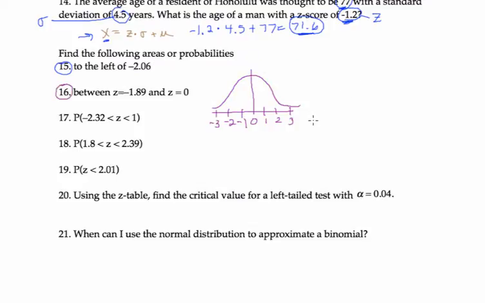Number 16, the probability that your z-score is between negative 1.89 and 0. So this shaded spot. Go to your table, look up a z-score of negative 1.89. You find that the area to the left of it is 0.0294, and the area to the left of 0 is 0.5. Subtract those two and come up with 0.4706, 47.06%. That's the likelihood that you're in this shaded area.